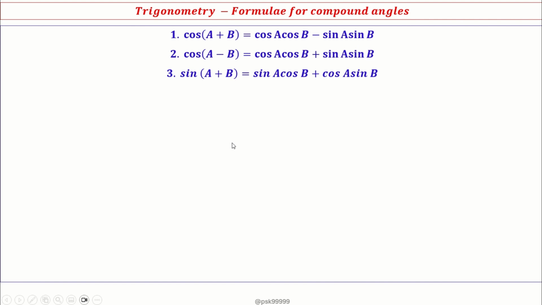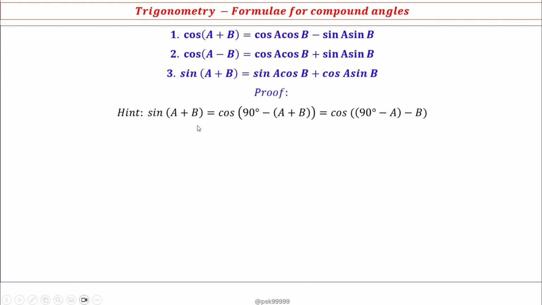Similarly, sin(a plus b). The hint to solve this one is very easy. I'll just give you a hint. Sin(a plus b) is nothing but cos(90 minus (a plus b)). I will rewrite this as cos((90 minus a) minus b). Now this is cos(x minus y), so I substitute this formula. If I substitute, I will get sin a cos b plus cos a sin b. So sin(a minus b) will be sin a cos b minus cos a sin b. Just be careful with the signs. That's the most important thing.